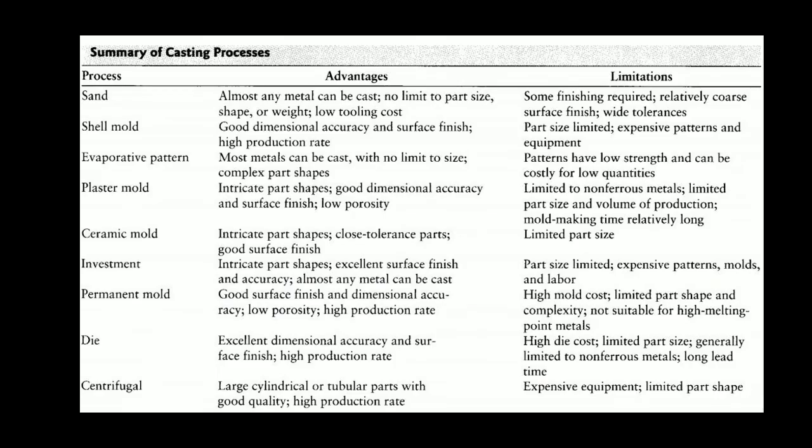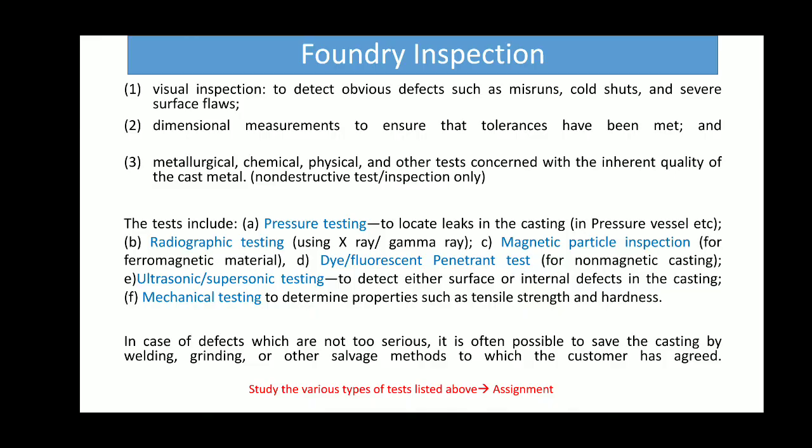Next, these are kind of sand casting as well as normal casting, any kind of casting problem. So now what are the different ways by which the inspection is carried out in the foundry process? There may be different ways.